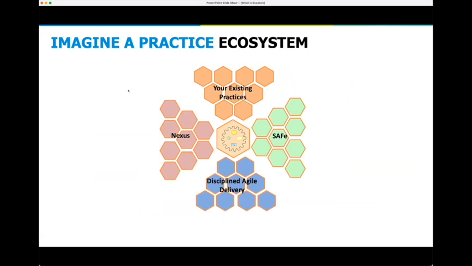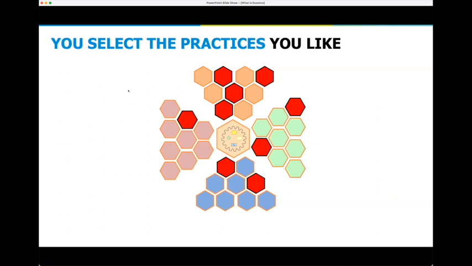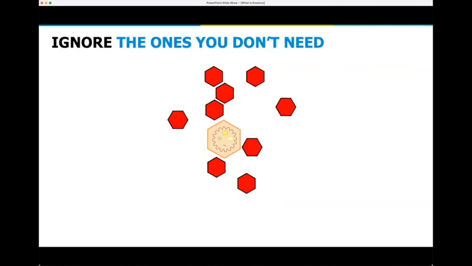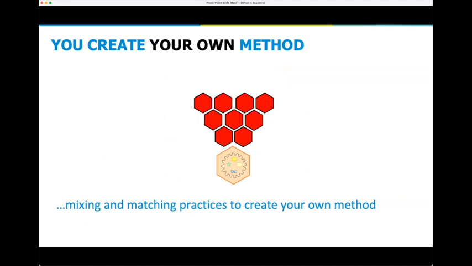What Essence does, as I said before, is create that common ground. You're able to select the practices that you like from each of the methods and ignore the ones you don't need. Just because a method has certain practices in it doesn't mean it's right for your context. Essentially what you end up with is your own bespoke, mixed and matched set of practices that is perfectly tailored to your needs. And that is the common ground that Essence provides, and that's the value it provides.